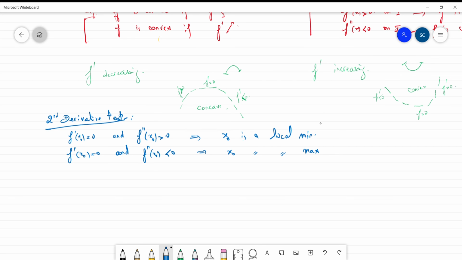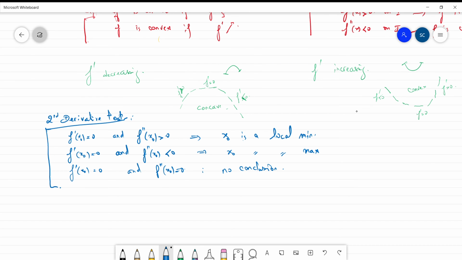The last situation, f prime of x0 equals 0 and f second of x0 equals 0: no conclusion, there is no rule about this. Anything can happen.